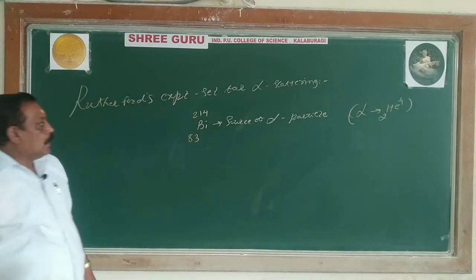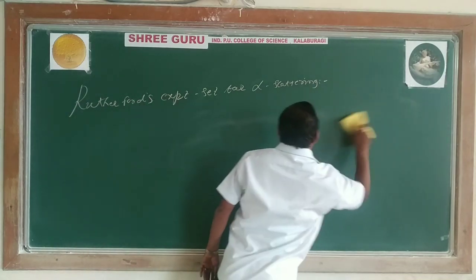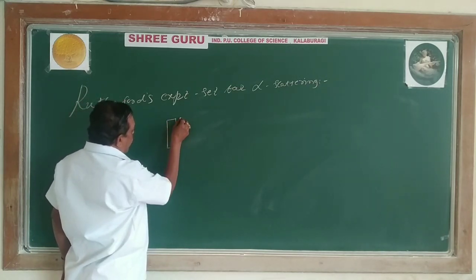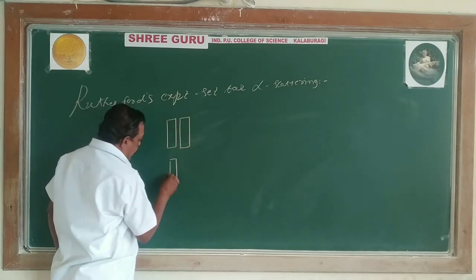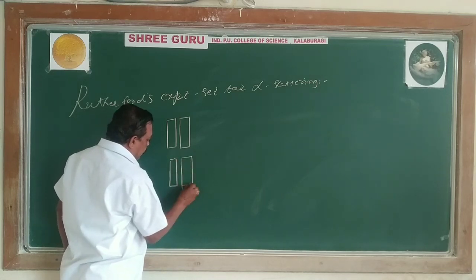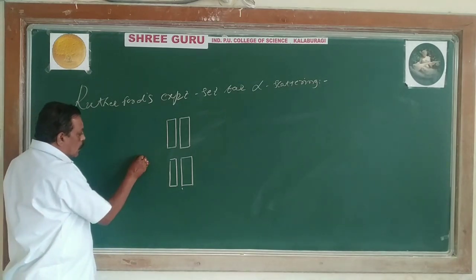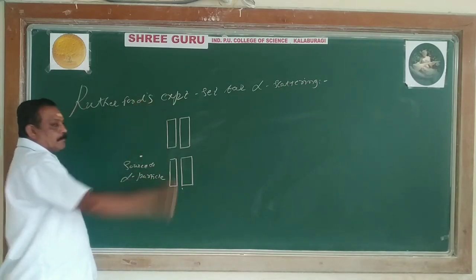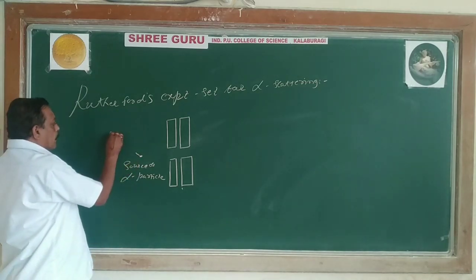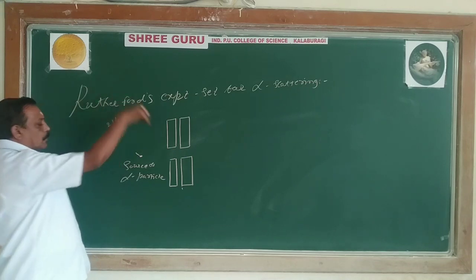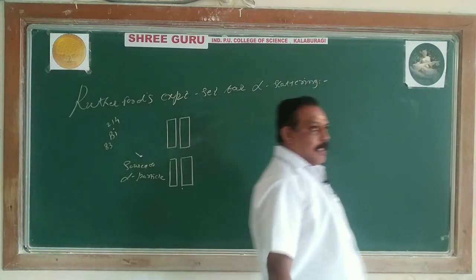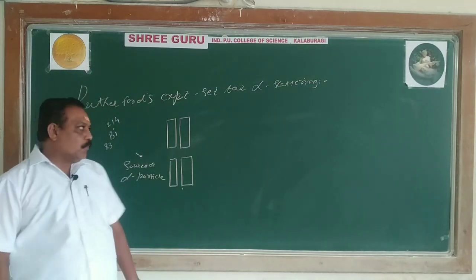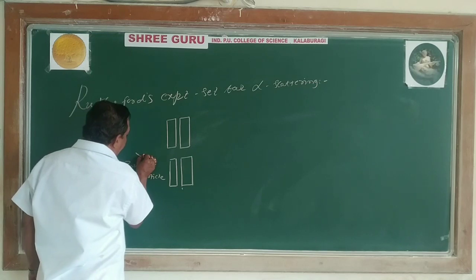So, there is a lead block. Now, these are the lead blocks. He makes a narrow opening to pass the alpha particles. Now, this is the source of alpha particles. What is that source? That is nothing but bismuth 83-214, which gives the alpha particles. When the alpha particles are continuously obtained from the bismuth 83-214, they are made to pass through a narrow opening.